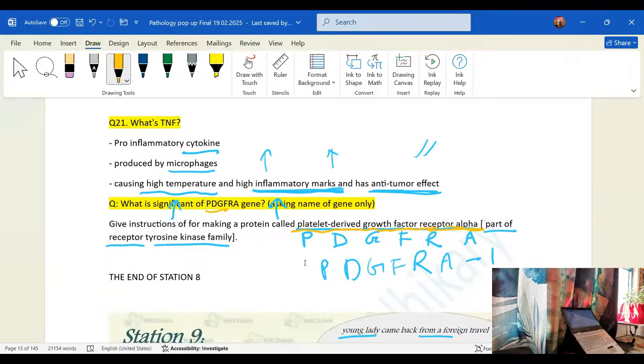What is the significance of the PDGFRA gene? PDGFRA stands for platelet-derived growth factor receptor alpha. It gives the instruction to make a protein called platelet-derived growth factor receptor alpha.